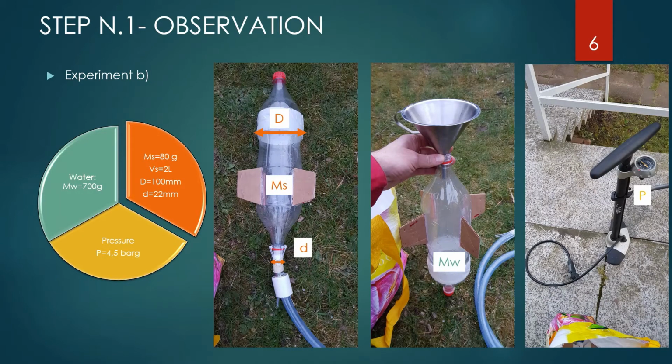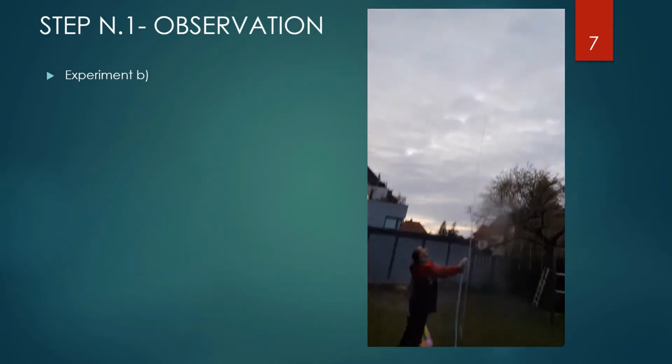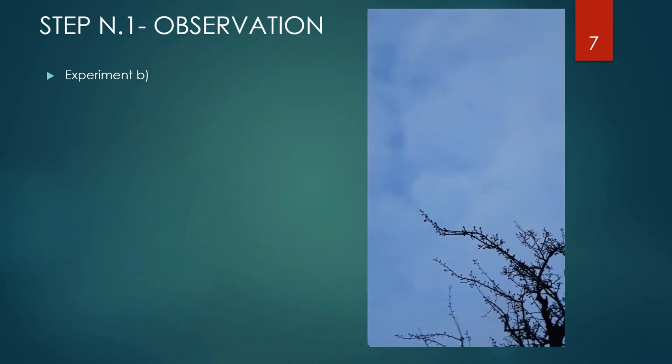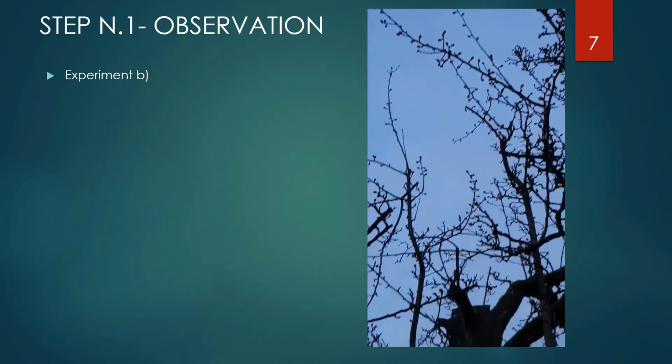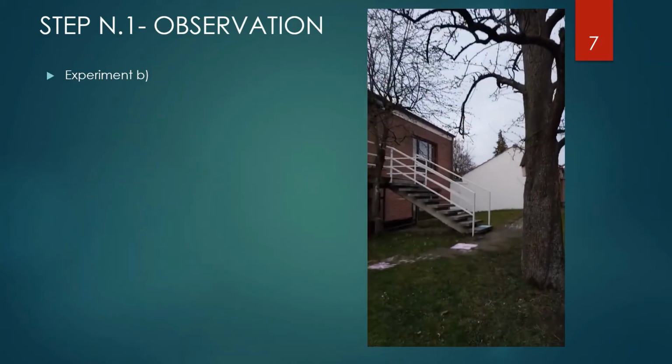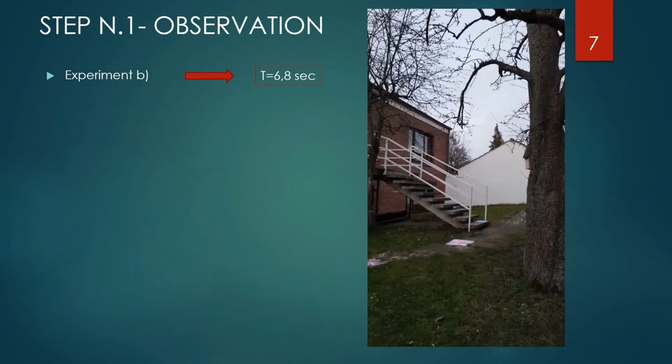Experiment B. Another water bottle, but somewhat bigger and better shaped. We now have an aerodynamic head and stiff fins. The volume is double, now 2 liters, and the pressure is also higher, 4.5 bar. Here too we run the experiment. It flies somewhat higher, and we also measure the flying time, which is now 6.8 seconds.